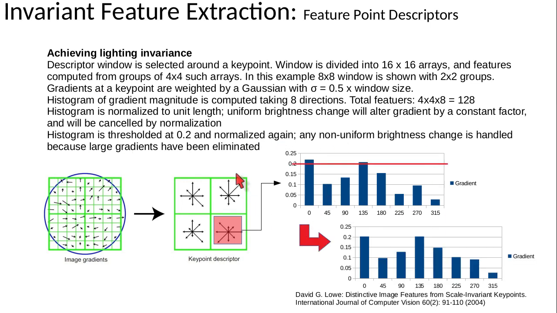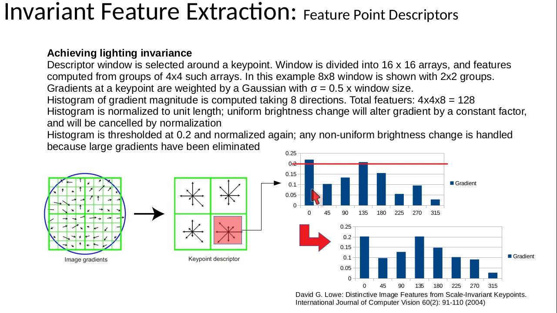The normalized histogram that has been obtained from the previous step is thresholded at 0.2. That means any bin in the histogram which has a value greater than 0.2 is made equal to 0.2. And then the thresholded histogram is normalized once again.